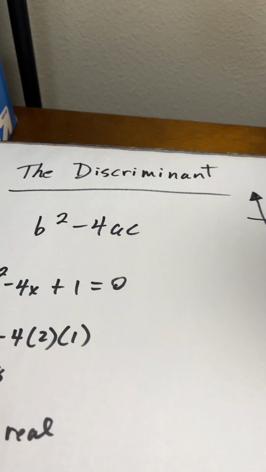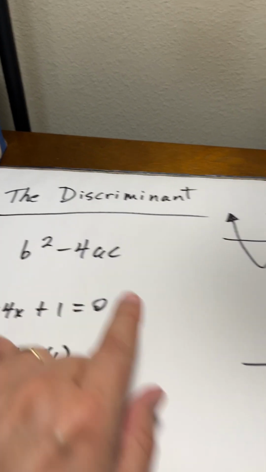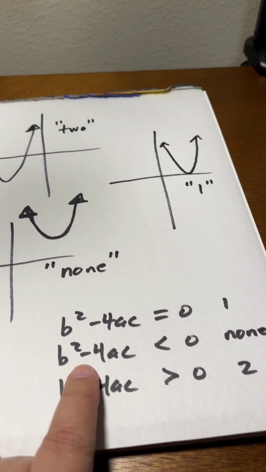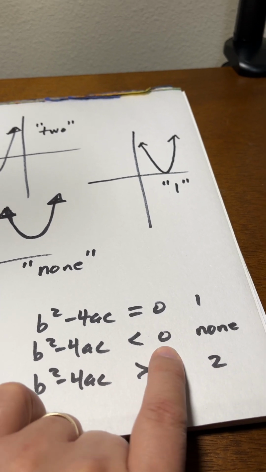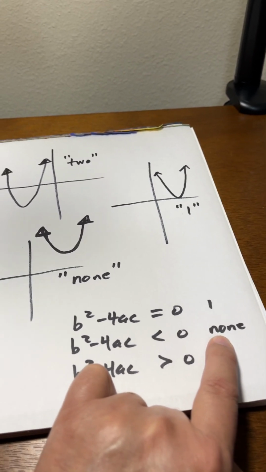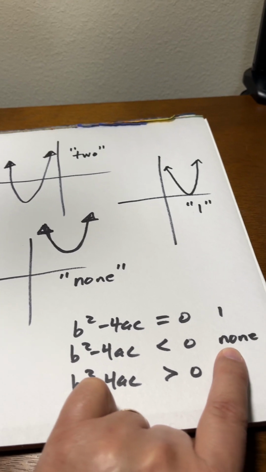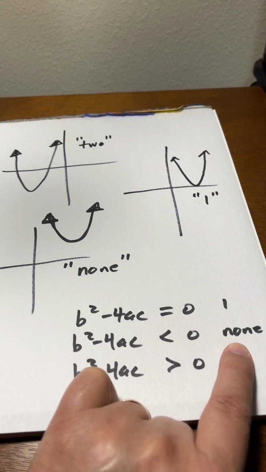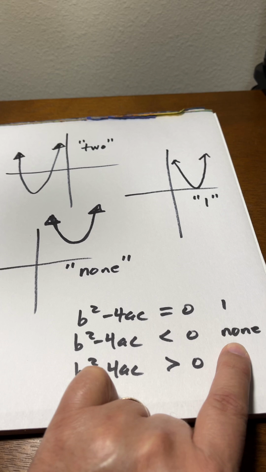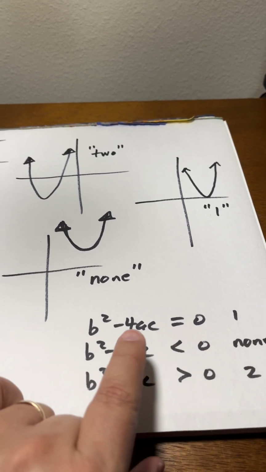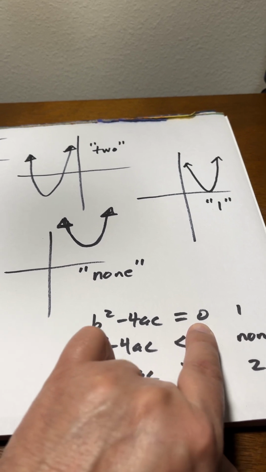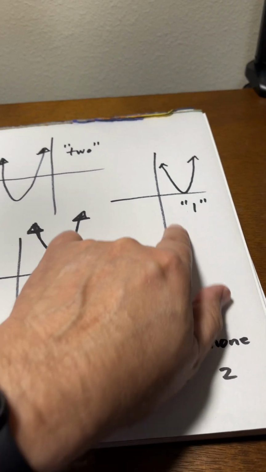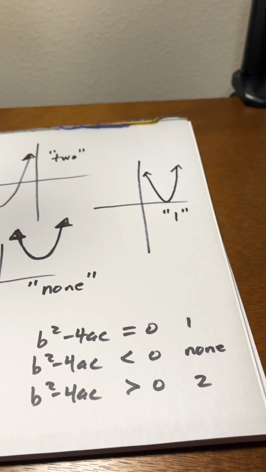Now, if we did this b squared minus 4ac and the number that we got was negative, in other words, it was less than 0, it would mean you have no real number solutions. In other words, they're imaginary solutions, so no real number solutions. And then if when you did b squared minus 4ac, you got exactly 0, that would mean you had one real solution. And it looks like that.